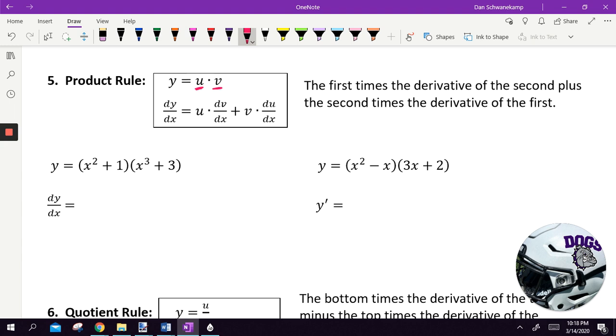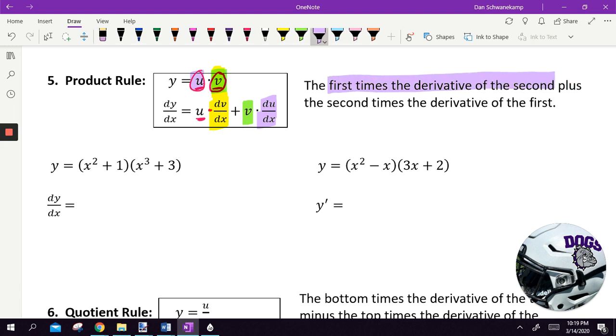But to do product rule, you're going to take whatever the first function is. So in this case, it would be u. And then we're going to multiply that by the derivative of whatever the second piece is. So here it was v, and to represent that, they wrote dv over dx. So first times the derivative of the second plus the second, so the v here, times the derivative of the first, so we take the derivative of u. The first times the derivative of the second.